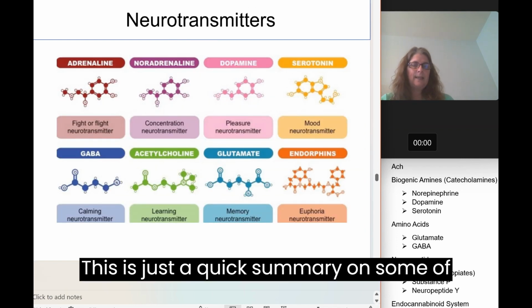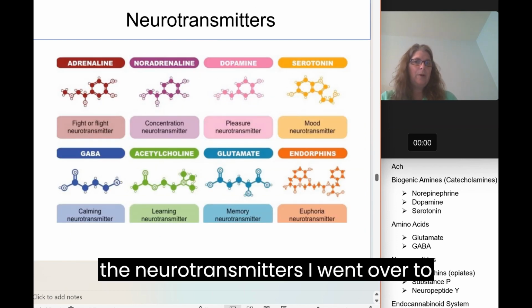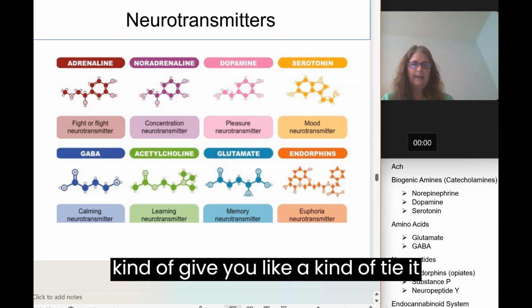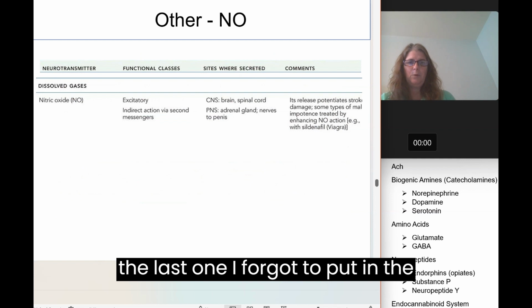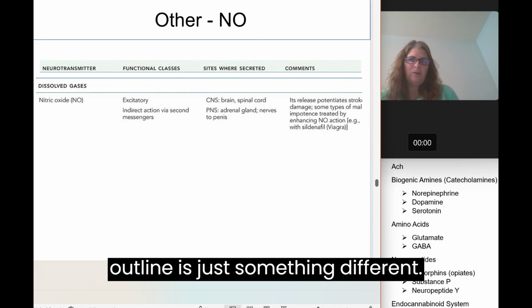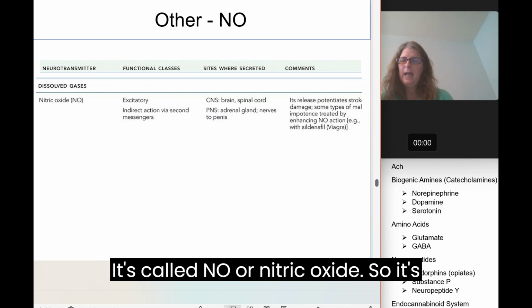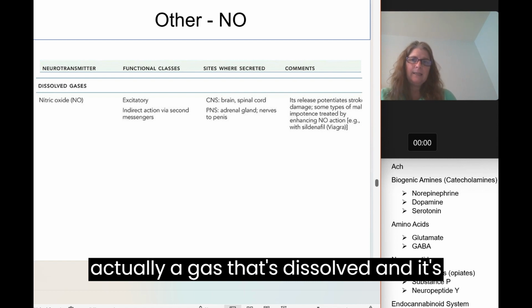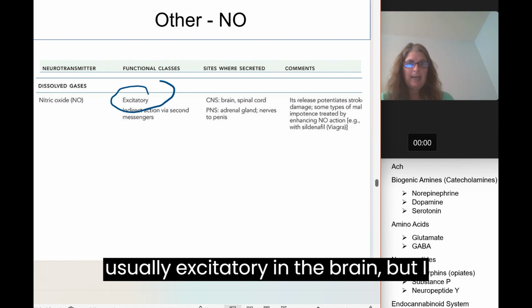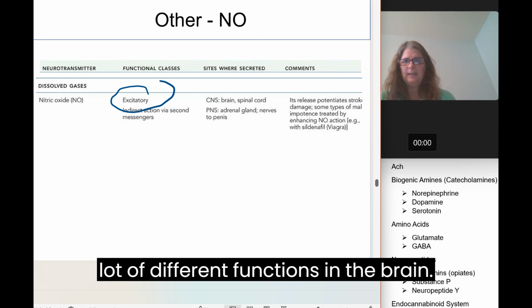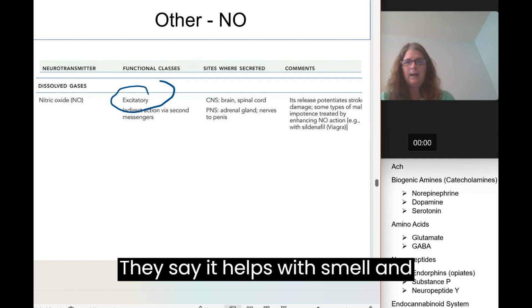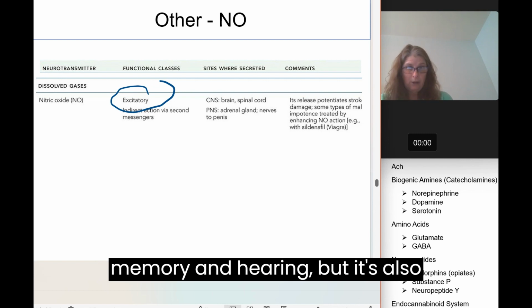This is just a quick summary on some of the neurotransmitters I went over, to tie it all together. And the last one I forgot to put in the outline is just something different. It's called NO, or nitric oxide. So it's actually a gas that's dissolved, and it's usually excitatory in the brain. But I wanted to mention it because it has a lot of different functions in the brain. They say it helps with smell and memory and hearing.